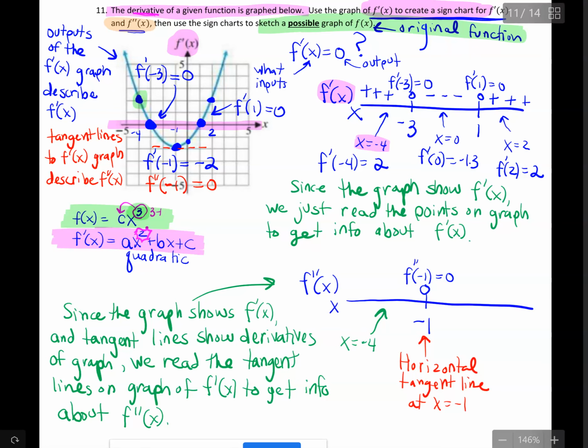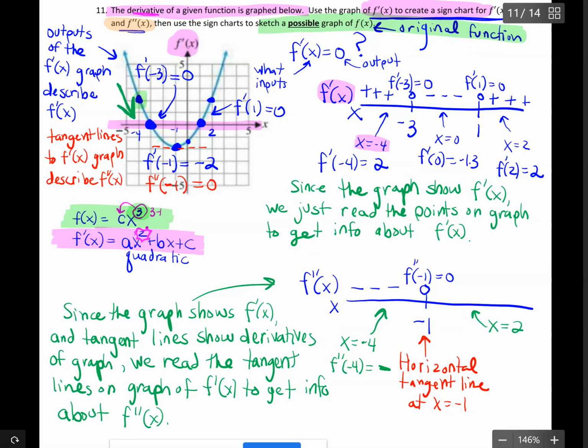So we were given the derivative graph, so we took information directly off the graph to make the first derivative sign chart. To make the second derivative sign chart, we know that's the derivative of the derivative, that's the tangent lines of the derivative. So I took the tangent line information and put it on the second derivative graph. And now we're going to use those sign charts to sketch a possible graph of the original. A possible graph means there's more than one right answer.